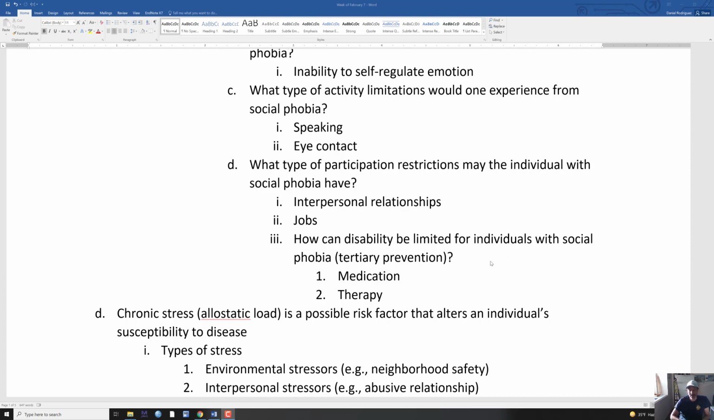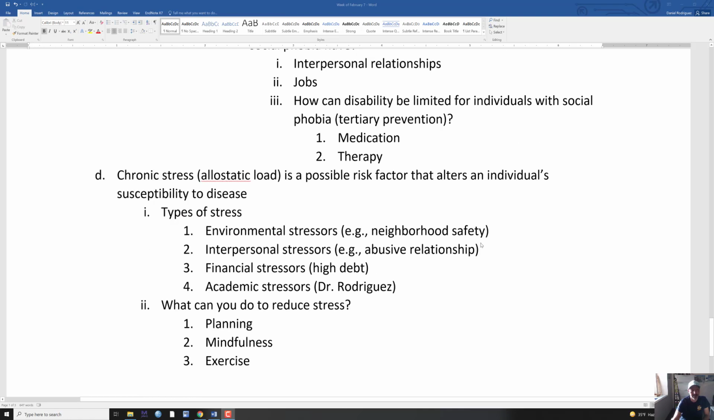How can disability be limited for individuals with social phobia? Well, medication and therapy would work. This is called tertiary prevention, because somebody has the condition already. So we're using this type of prevention to prevent the worst possible scenarios from occurring. Medications are good. There are a variety of medications that work. And therapy, ideally, would be medication and therapy.